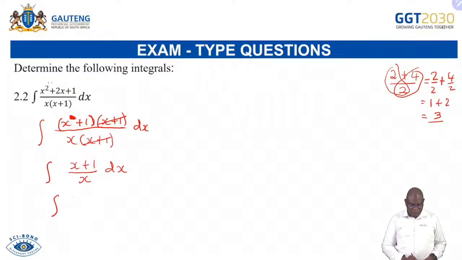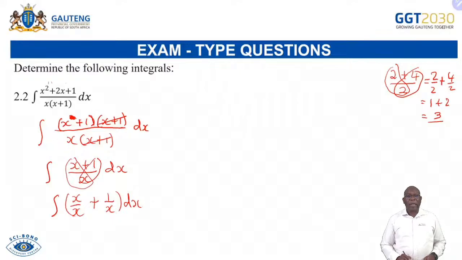I'm going to split it as x over x. So in other words, I'm going to split it like this, plus 1 over x with a sign, okay? So it's 1 over x. Then that will be dx. Can you see I have not yet integrated? I'm still trying to simplify it so that I'm able to integrate it. Now, in this case, I'm going to have 1 plus 1 over x.